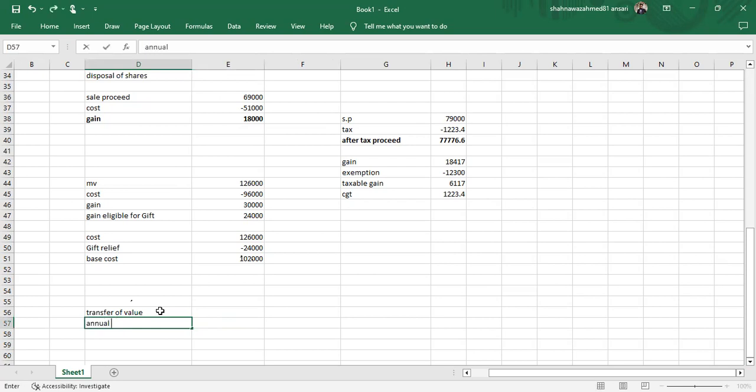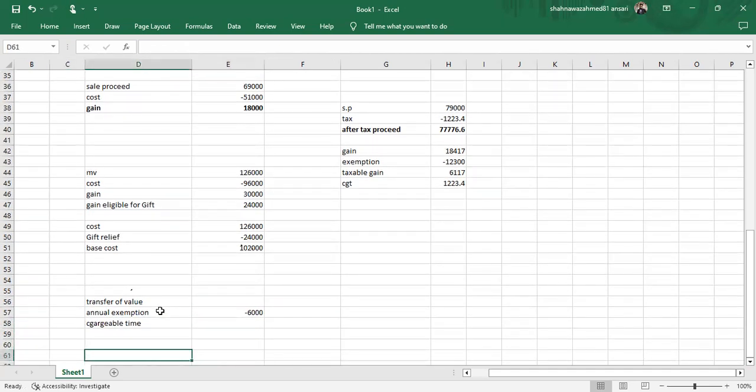So we have annual exemption, and this annual exemption relates to current year as well as last year, 6,000. And this is the chargeable amount at the time of gift. But I need to find out this transfer of value. Let's find out transfer of value.